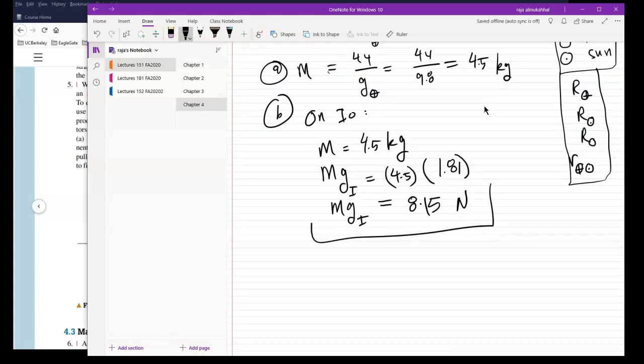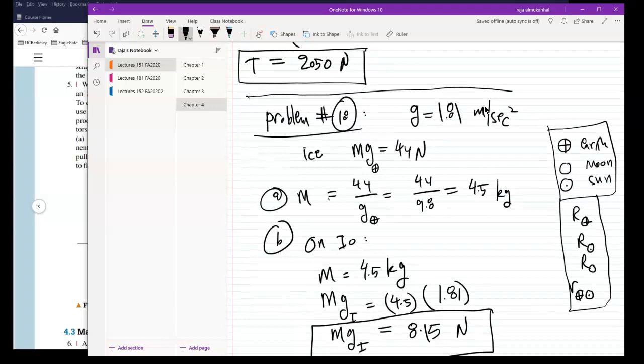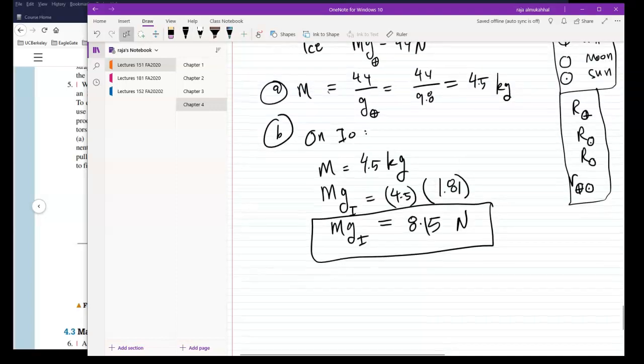Notice the difference. The weight of the same ice cube on Earth is 44 Newton, but on Io, the same ice cube is 8.15. So weight changes because g is different, but the mass does not change. You got that? Okay. And I think that's it for this problem. All right, let's do something harder.